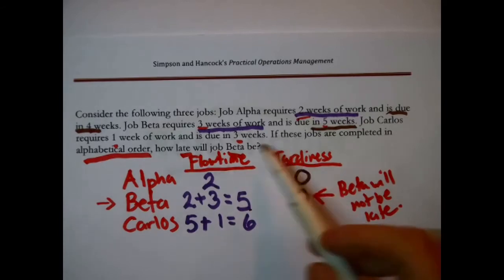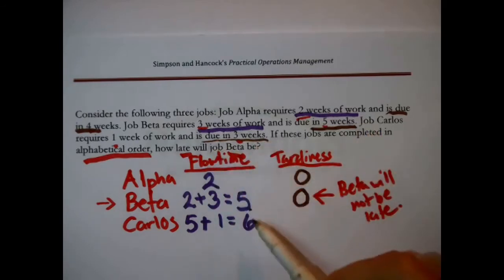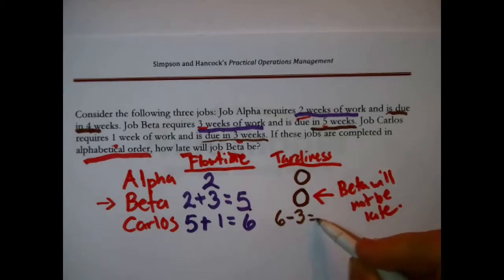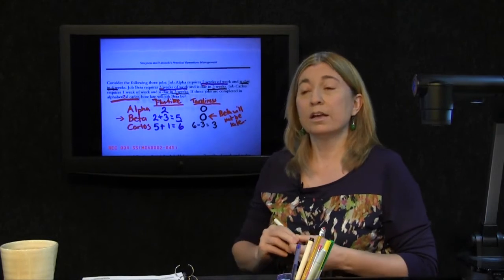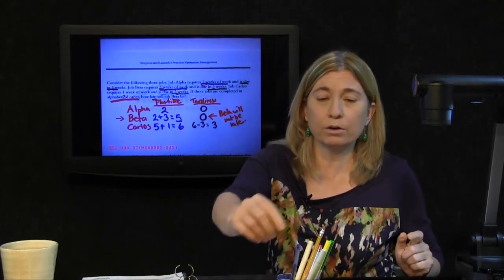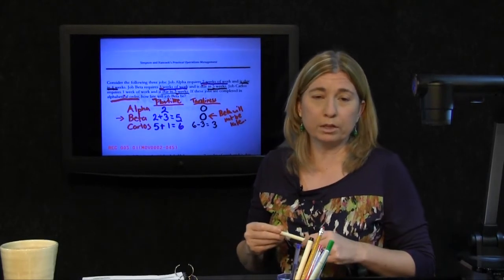Carlos is due in 3 weeks. Will be finished in 6. There's going to be some tardiness. 6, when it will be done, minus 3, when we promised, reveals that for the job called Carlos, it'll actually be 3 weeks late. Nonetheless, it asked about the job called beta. We could have quit there, and that we just discovered is not going to be late.